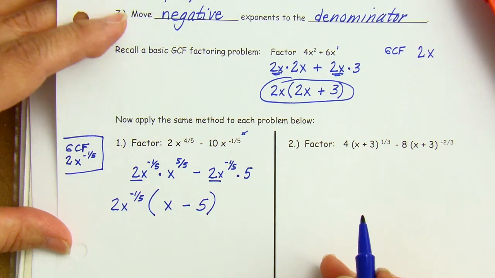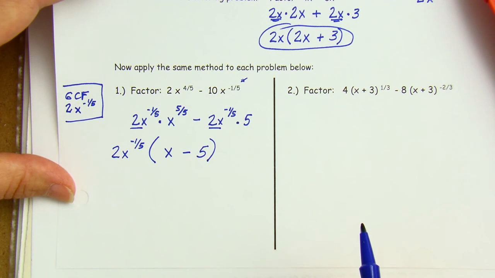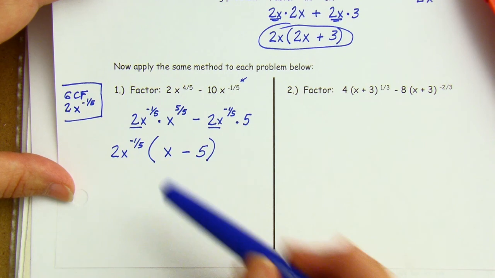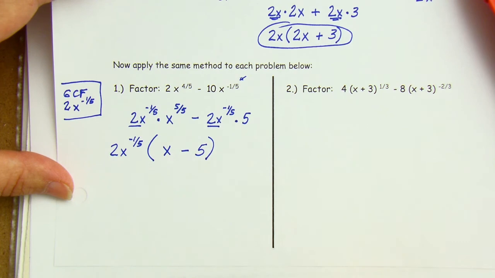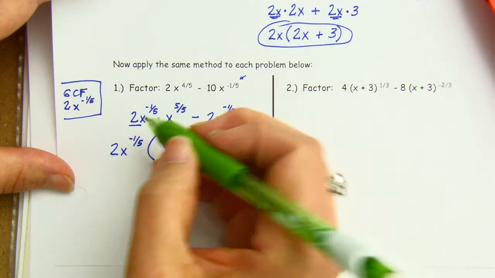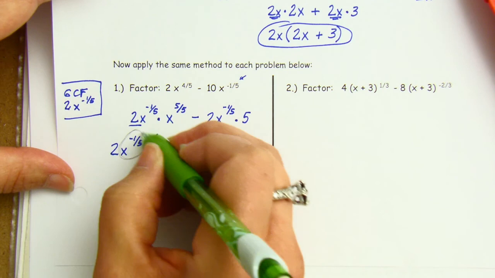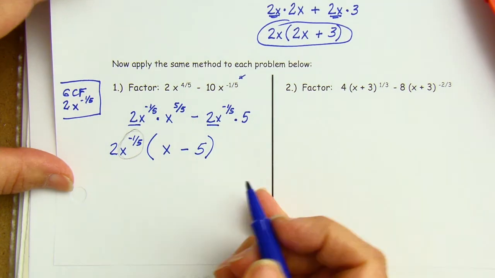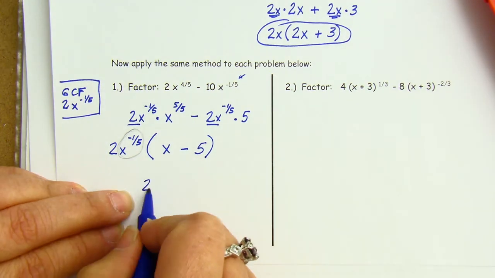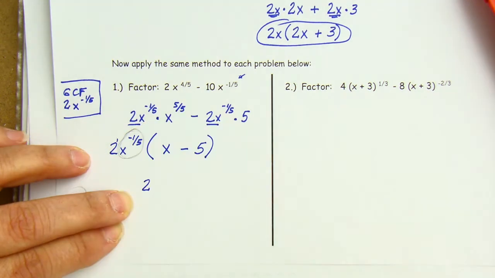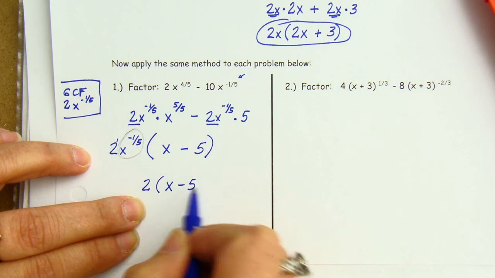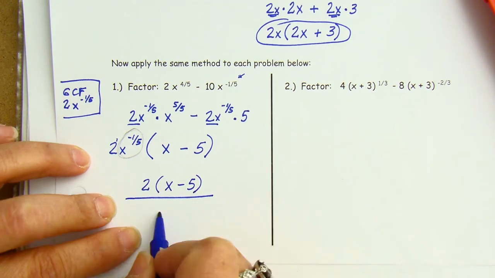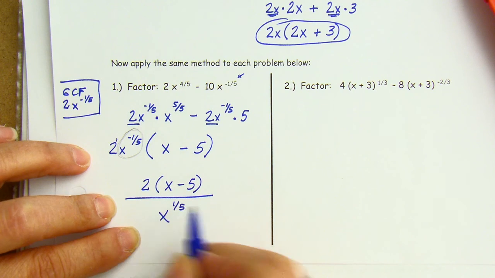Now I do have one problem because I do have a negative exponent. And you need to be careful that you understand the difference of when there's parentheses around a product raised to the negative power and when there's not. Only x is being raised to this negative power. Only x. The 2 has to stay up in the numerator. So that's got a positive exponent of 1 here. Understand? So it's got to stay up. So it's 2 times the quantity x minus 5 divided by x to the positive 1/5 power.